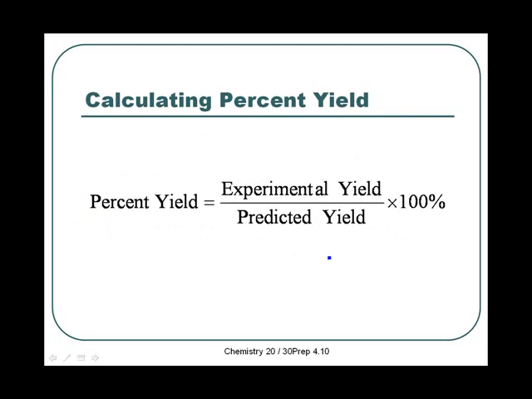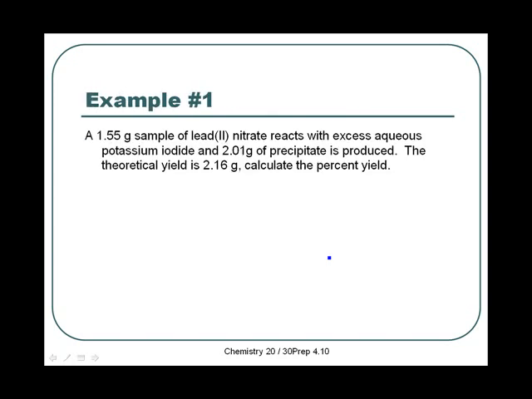So to calculate percent yield, this tells us how much product we actually got compared to how much we wanted. It's a fairly simple formula. You take the amount you got and divide it by the amount you expected, or the experimental yield divided by the predicted yield times 100. And that tells you what percentage of product you got compared to what you expected. So we'll do a few examples.